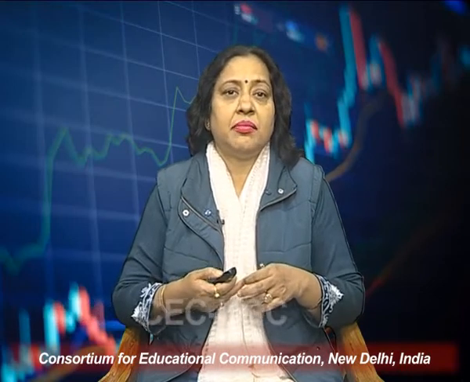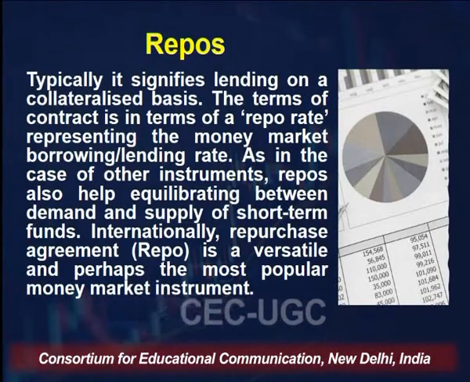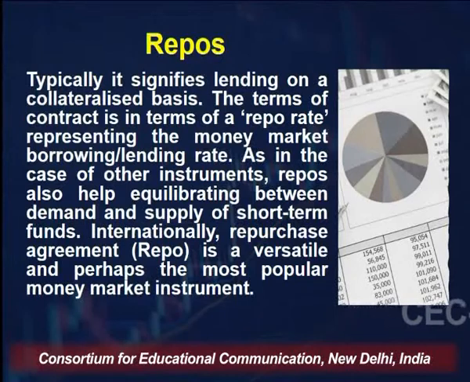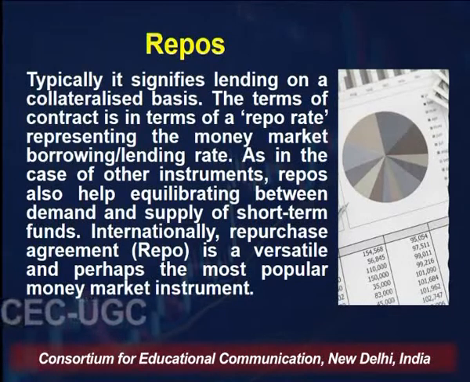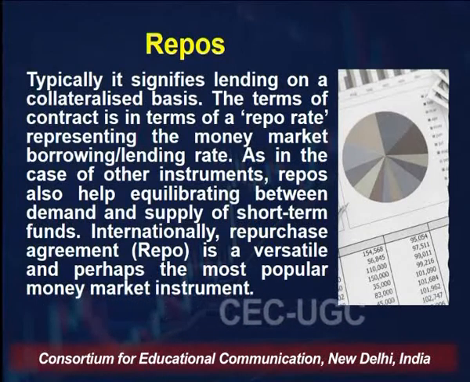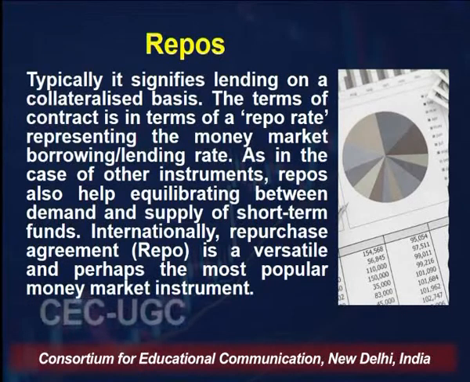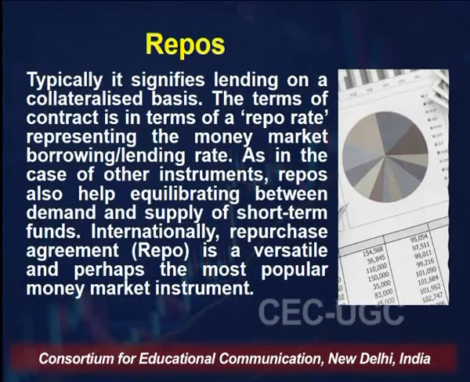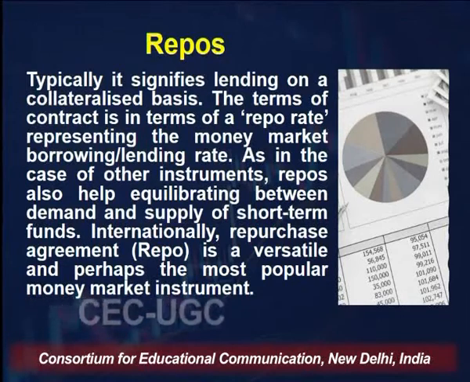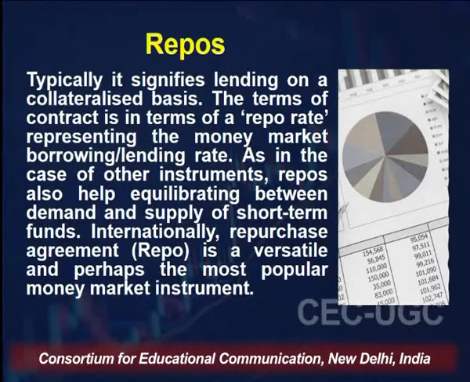Now, if we come to the next instrument of the money market, which is very important, it is known as repos. Okay, repos. Repos typically signify lending on a collateralized basis, and the term of the contract is in terms of a repo rate representing the money market borrowing and lending rate. Now, as in the case of other instruments, repos also help in equilibrating between demand and supply of short-term funds. Internationally, the repurchase agreement, that is repo, is a versatile and perhaps the most popular money market instrument.